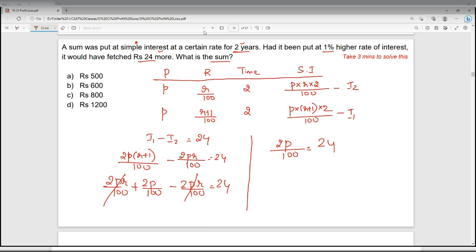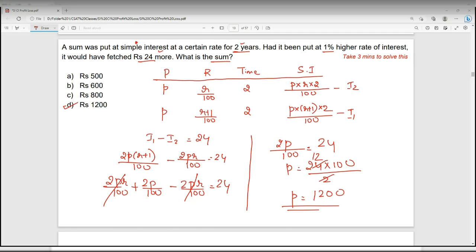P is equal to 24 into 100 by 2. 2 ones are 2, 12s is 1200. The principal amount is 1200. The correct answer is option D. I hope things are clear.